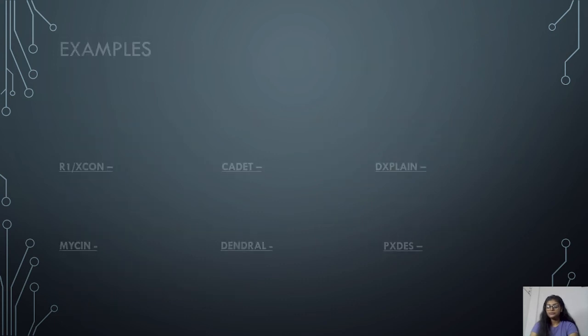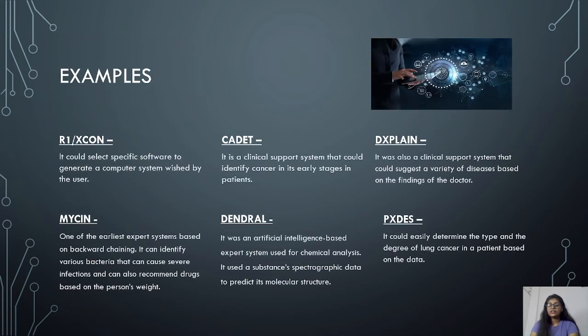Some widely used expert systems in today's industries include first R1 XCON for formulating a system based on certain specifications, CADET for identifying cancer, DXplain for medical diagnosis of various diseases, MYCIN for bacteria identification and drug recommendation, DENDRAL for chemical analysis for researchers, PXDES to determine the degree of lung cancer, etc.